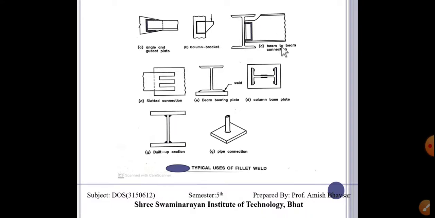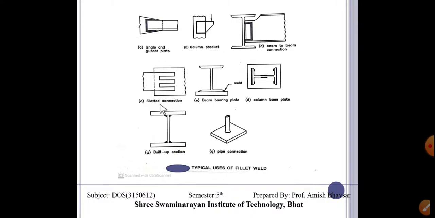This connection is a beam to beam connection. This is our I section of beam, and this is also an I section of beam. These two members are connected by this cleat angle, and the cleat angle is welded, shown by the dark line.